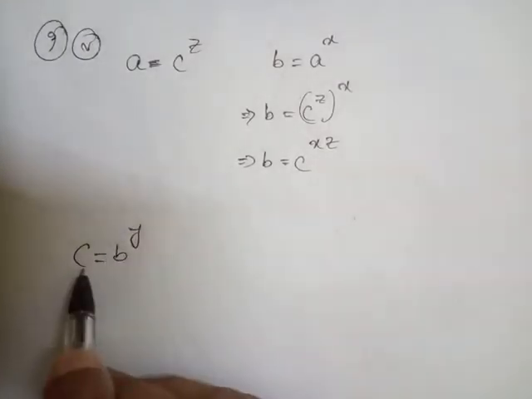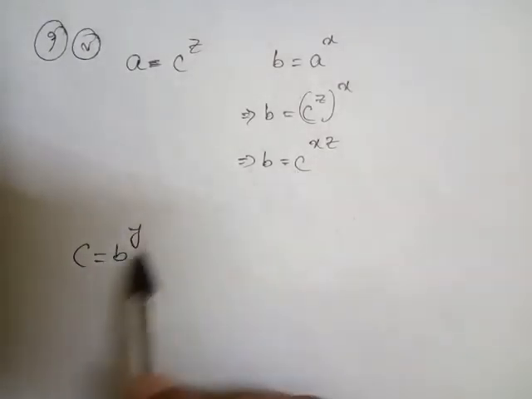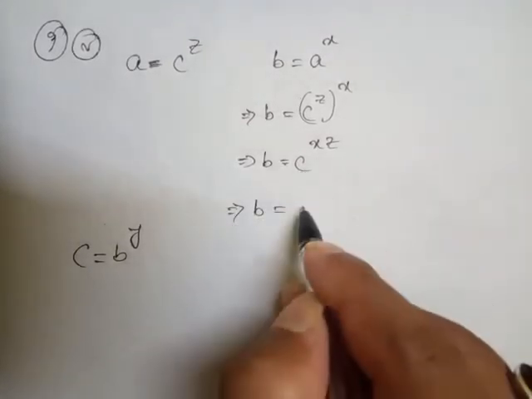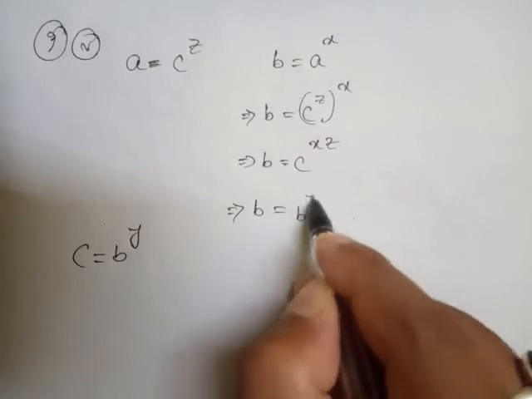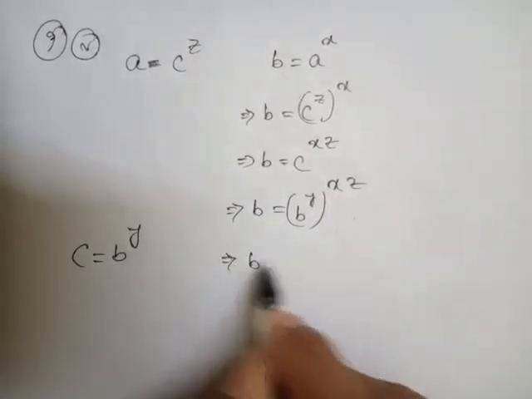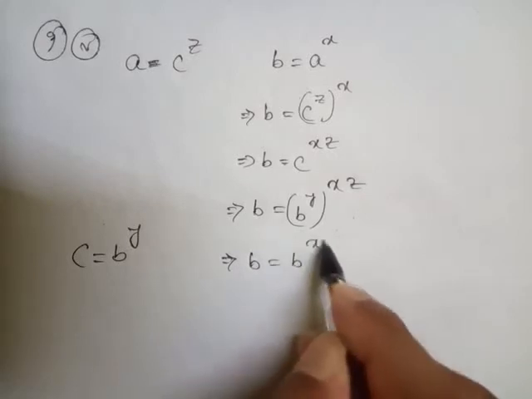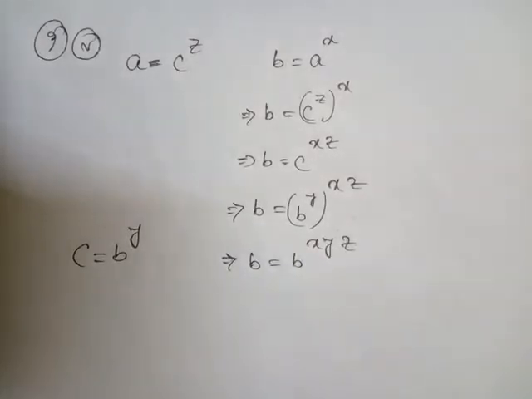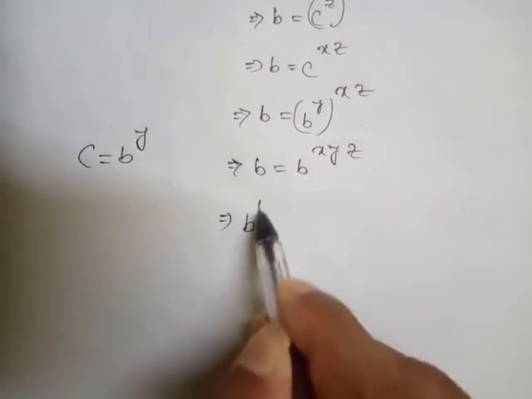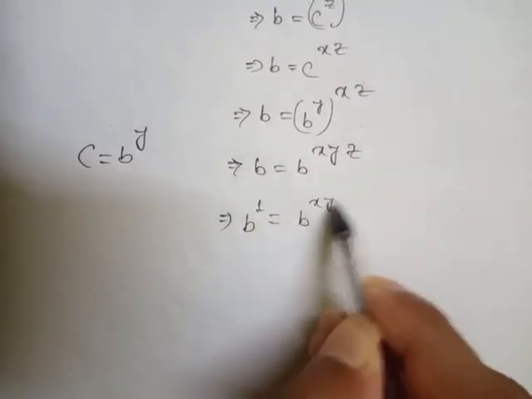So in place of c, I can take b to the power y here also, because b equals c to the power xz. In place of c I can take b to the power y whole to the power xz. Now next would be b equals b to the power xyz. After that, student, in the next step, there is nothing, means b to the power 1 and b to the power xyz.